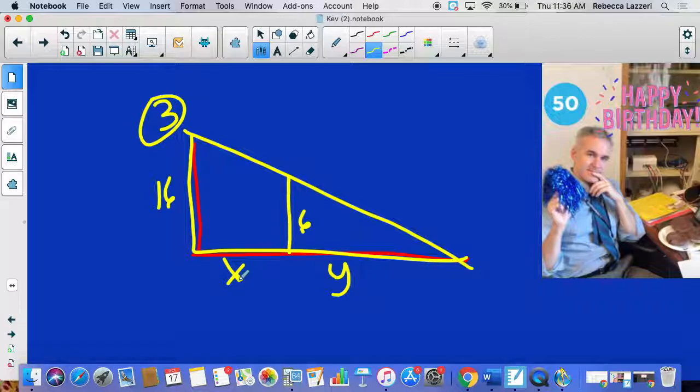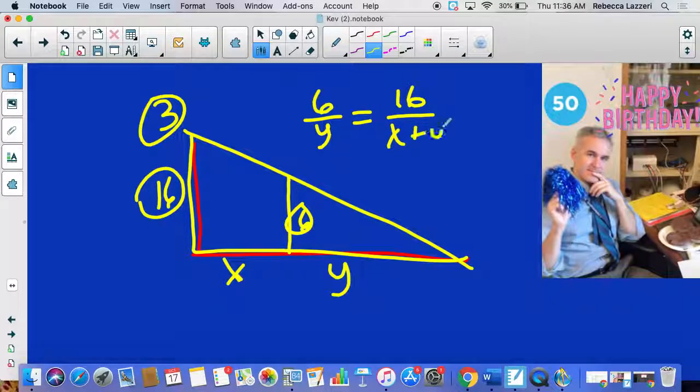You've got to be careful you get your proportions right. So I can say 6 is to Y, as 16 is to what? X plus 1. Very good. You've got to grab this whole big triangle here, okay?